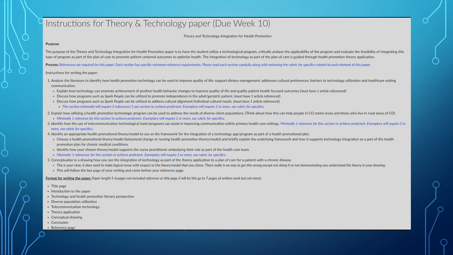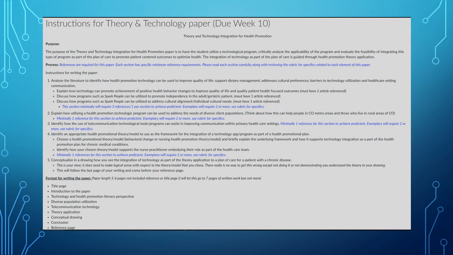So the first element after you write the introduction for your paper is going to actually be technology and health promotion, a literary perspective. What you're going to be doing is reviewing the literature. Now, you've had a lot of literature that you've read over the course of this time so far. But you have 3 different things I'm asking you to answer. Okay? Explain how technology can promote and achieve positive health behavior changes to improve the quality of life of a patient with a focused outcome. This must have one reference. And that's specific to that topic. I want to see a reference.